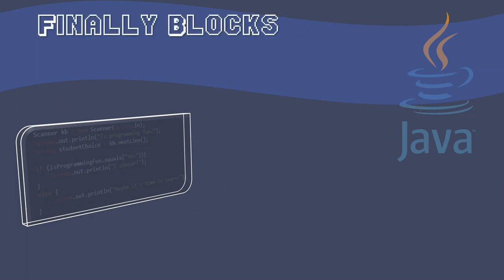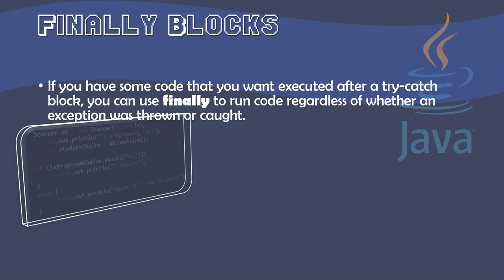All right, and of course, we can't talk about exceptions without talking about the finally blocks. So finally is something you may not use as much, but it does come in handy every once in a while. If you have some code that you want to be executed after a try-catch block, we can use finally to run the code regardless of whether or not an exception was thrown or caught. So, barring that your program completely terminates and crashes, the finally is a real nice way.